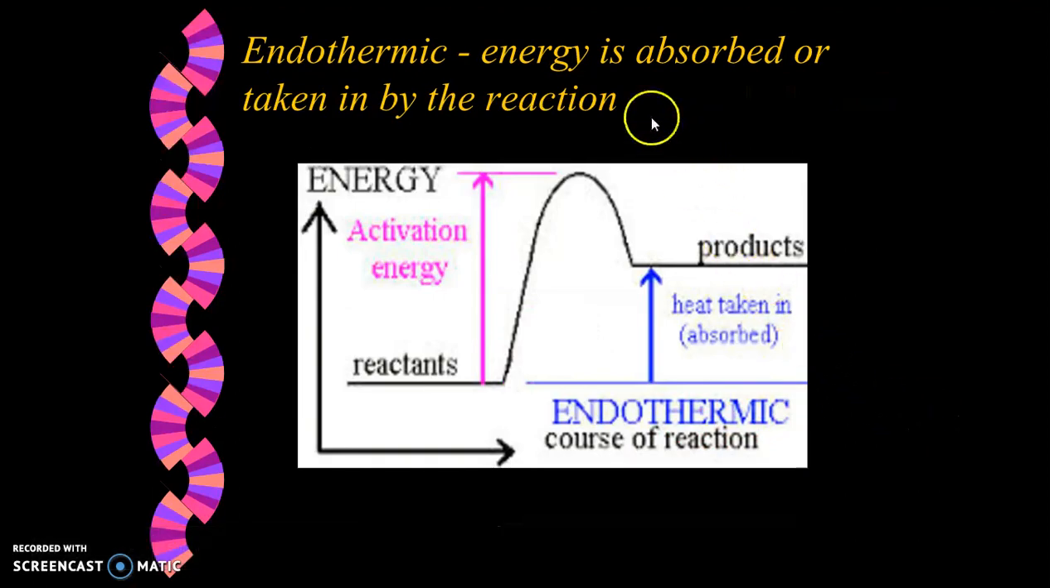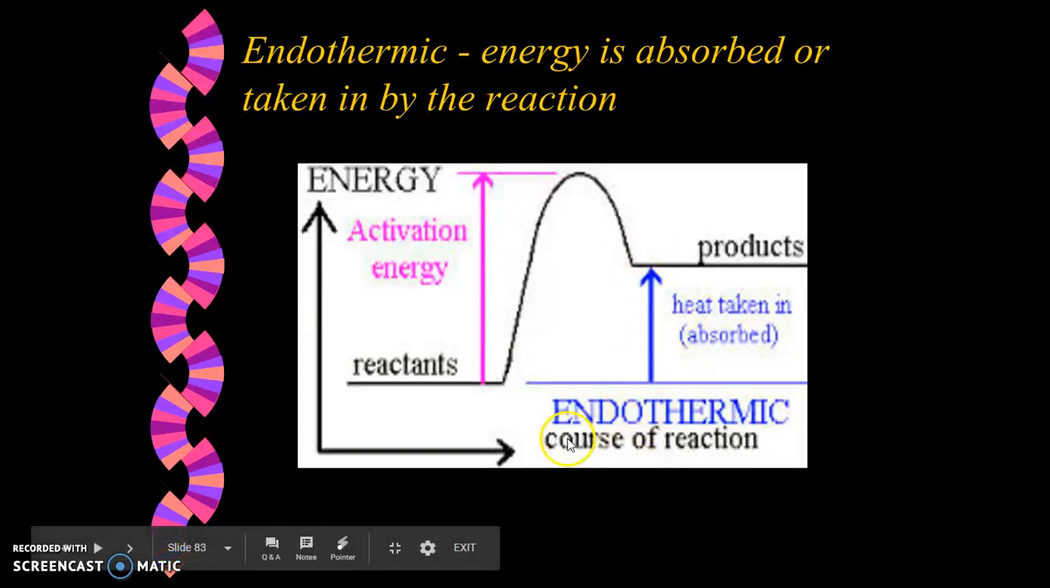In an endothermic reaction, energy is absorbed or taken in by the reaction. You get a positive change in H because my reactants start out at some energy level. I have this massive amount of activation energy. Once the reaction starts, my products end at this higher level. So I've absorbed this much heat into the reaction, and I would be able to measure that as a temperature change. I have taken in this much heat energy.